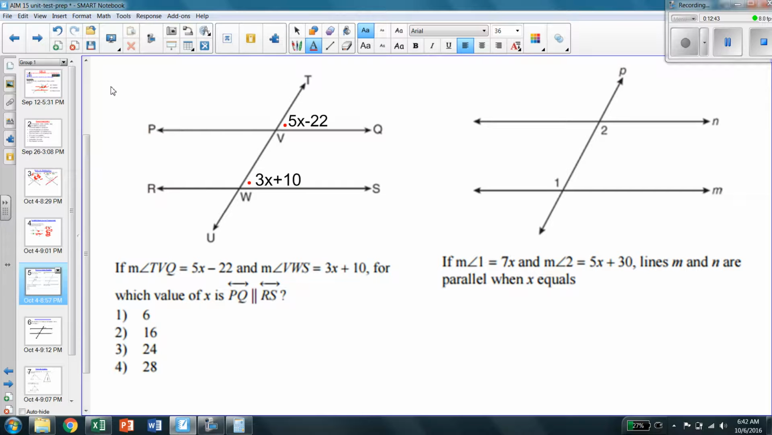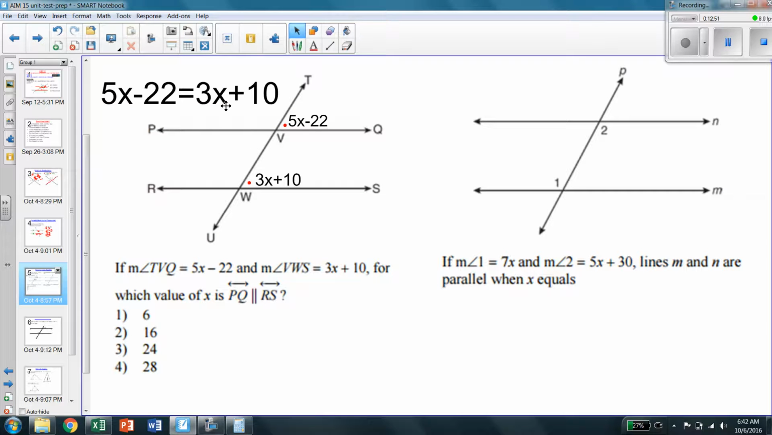So another basic algebra, 5x minus 22 equals 3x plus 10. I think you guys know how to solve it once it's set up, but the geometry piece is if these corresponding angles are congruent, then the lines are parallel. So we can set up an equation to try to make them congruent. Okay.